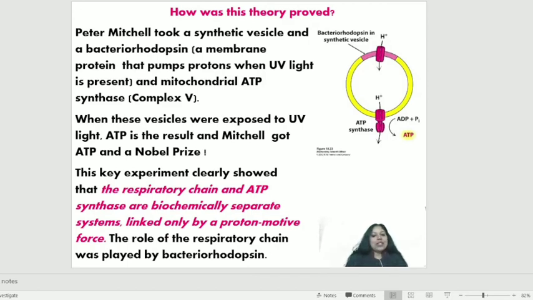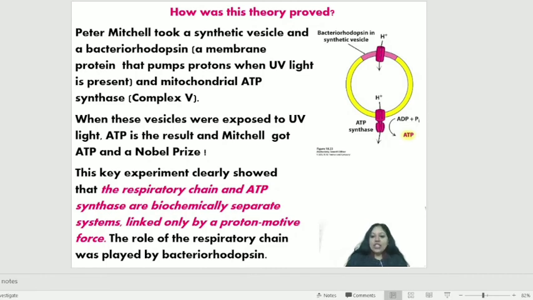It was not just a one day or one year experiment. It took several years, because there was not much teamwork in this. Mitchell was alone, along with one of his friends. He procured this bacteriorhodopsin from somewhere, and ATP synthase comes from the chloroplast. What he proved is that only the presence of a proton pump and ATP synthase can lead to the formation of ATP.